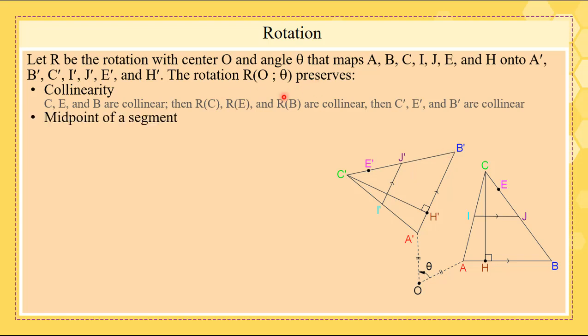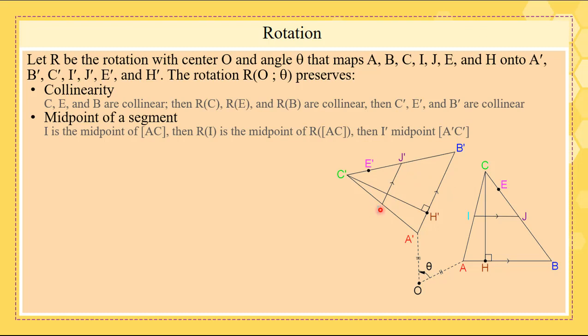Now also rotation preserves the midpoint of a segment. Here we have I is the midpoint of segment AC. Then the rotation of the point I is the midpoint of the rotation of the segment AC. So we can deduce that I prime is the midpoint of the segment A prime C prime. Now rotation preserves parallelism. In this figure we have that IJ is parallel to AB. Then the image of IJ is still parallel to the image of the straight line AB by the rotation R. So I prime J prime is parallel to A prime B prime.